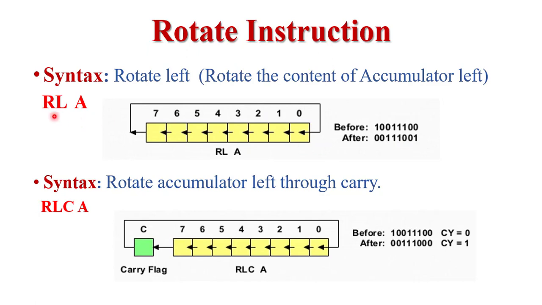Again I will explain. By using this instruction, we rotate the content of the accumulator left. So first we assume the accumulator contains this value, 1001100. These are 8 bits. Now when this instruction gets executed, this instruction tells that rotate the content of the accumulator left.